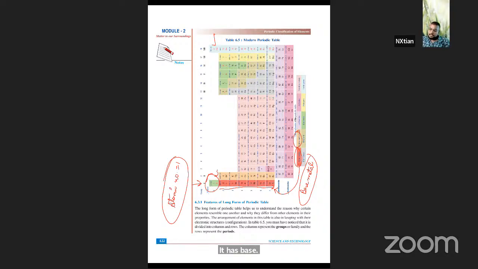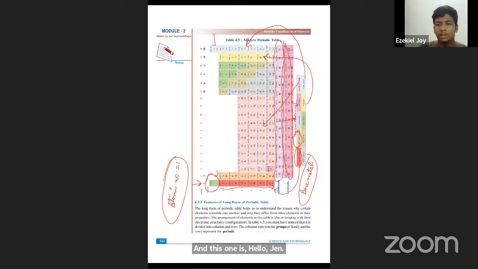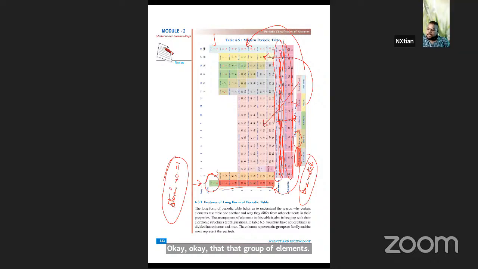Okay. Then this part is called lanthanoid. Then this is called actinoid. Oh, sorry, I made a mistake. This is called lanthanoid, above the actinoid series. Okay. This is called transition metals. And this has the noble gases. This is called halogens. What is a lanthanide, sir? That group of elements.